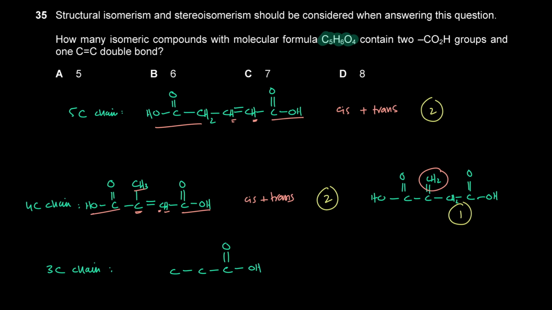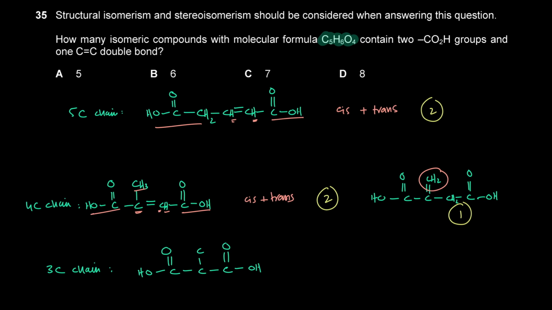We have again CO2H on either end. Now we can't have a double branch here. The reason we can't have a double branch here is that each carbon atom is already making 4 bonds, so there's no space for a double bond. We already have 5 carbon atoms. But we can still have this 3-carbon chain.